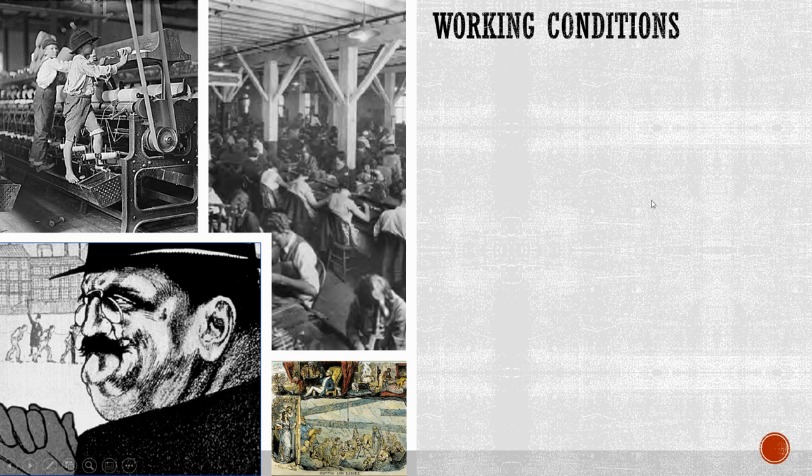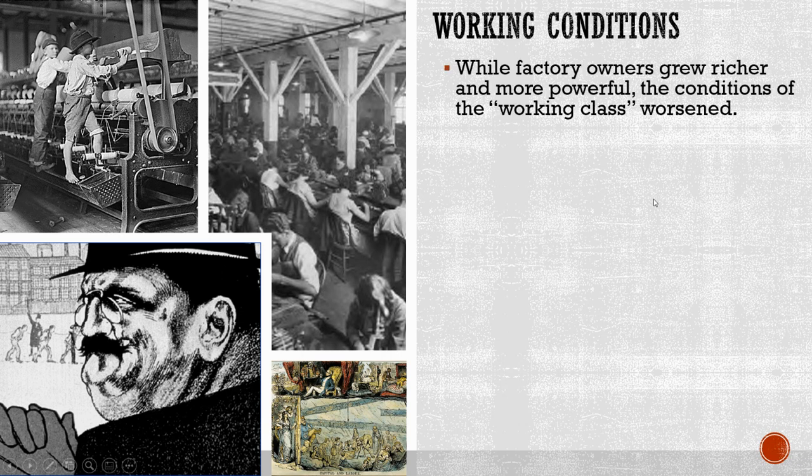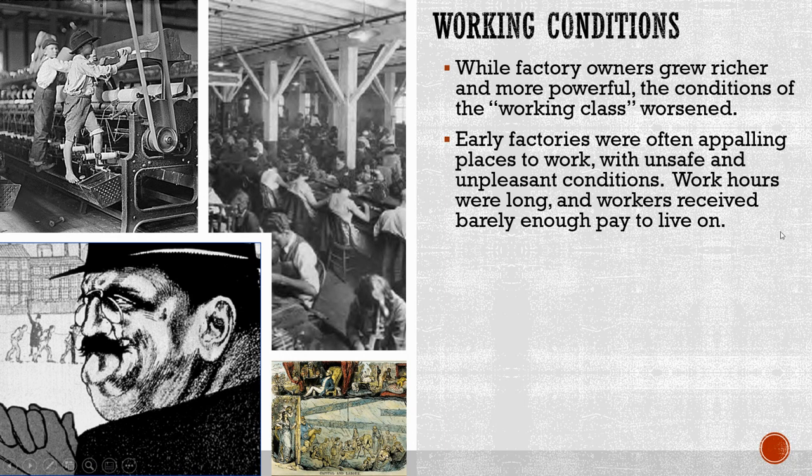And this leads to really what caused the end or the change in the Industrial Revolution. So the working conditions. While factory owners grew richer and more powerful, the conditions of the working class actually got worse and worse and worse. So, you bring people in and actually they're living worse than what they did when they were out on the farms. So early factories were often appalling places to work with unsafe and unpleasant conditions.